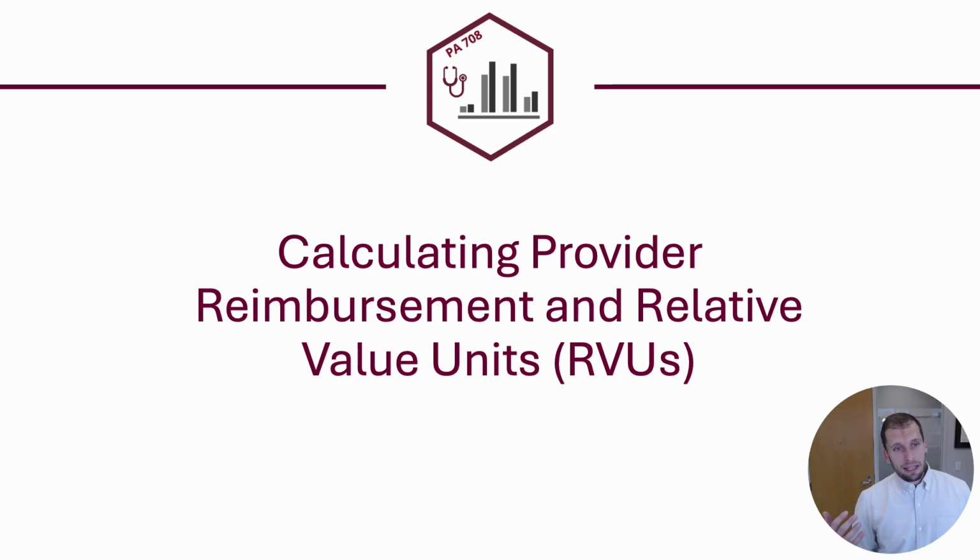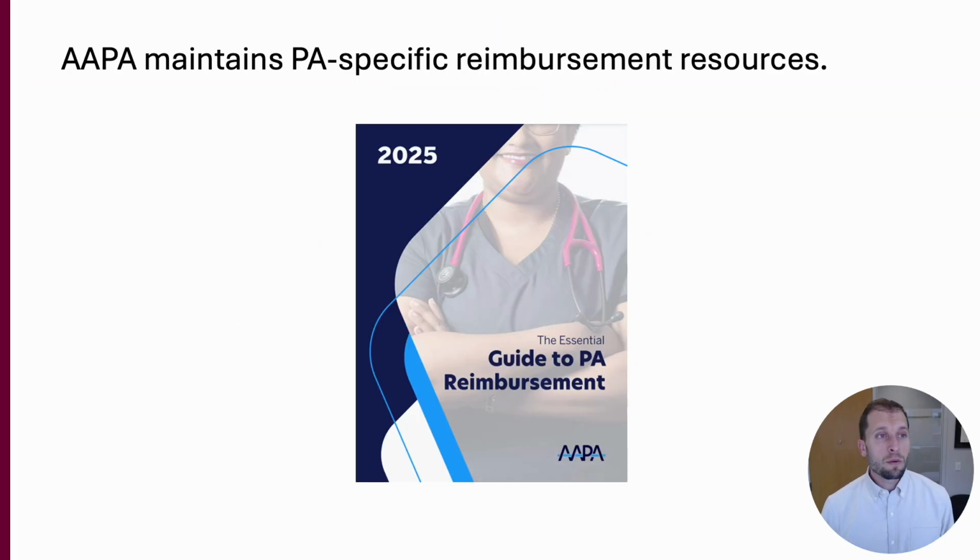But this next part, I think, is really important for PAs to understand. So calculating provider reimbursement and the idea of these relative value units, or RVUs, probably a term you're already familiar with, right? Okay. So the AAPA maintains PA-specific reimbursement resources. So this one is updated regularly, the Essential Guide to PA Reimbursement. This is a really good resource, and if you're a member of AAPA, not a plug, I'm not a PA, I'm not a member of AAPA, but it's a good resource.